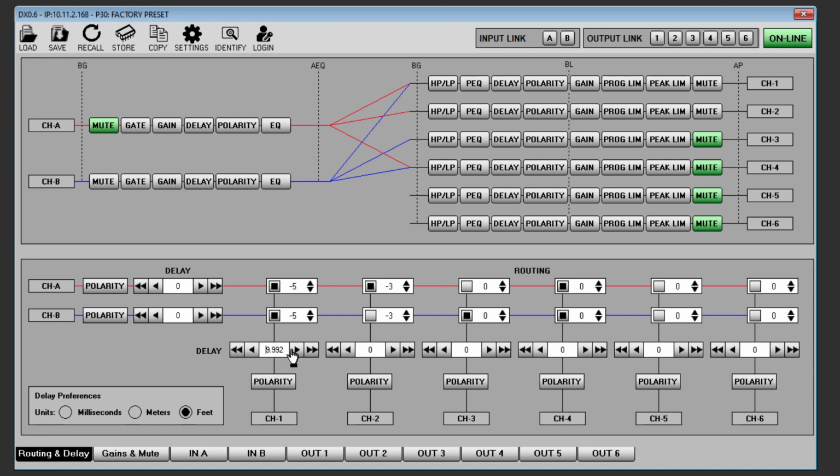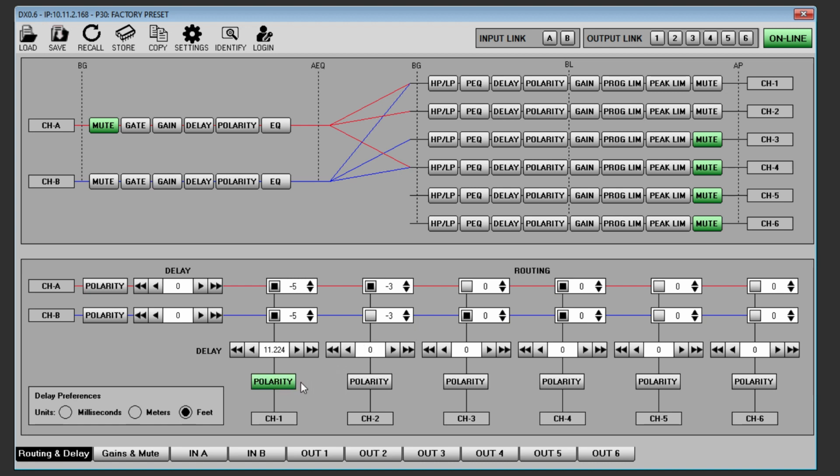Precise figures can be directly typed into the box, and there are fine and coarse arrows to increase or decrease the amount of delay. Fine, which is the single left and right arrows, increases or decreases in steps of approximately 20 microseconds. Coarse, which is the double left and right arrows, will change in 1 millisecond steps.